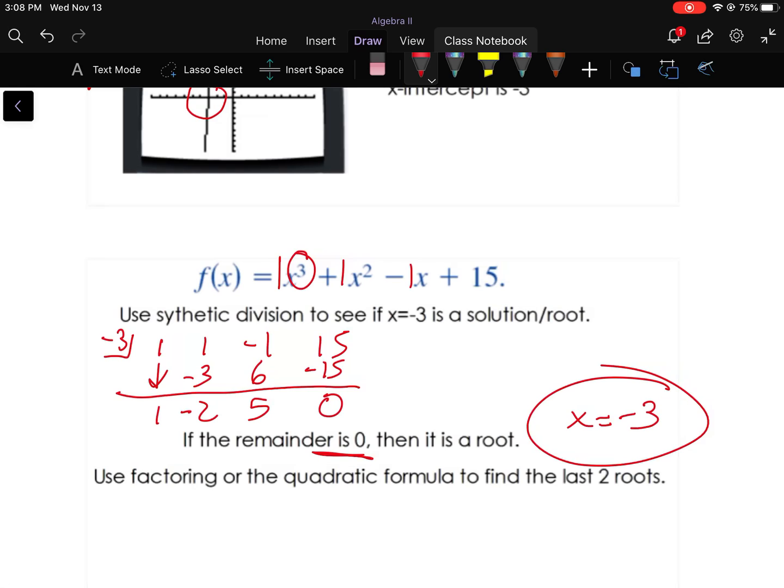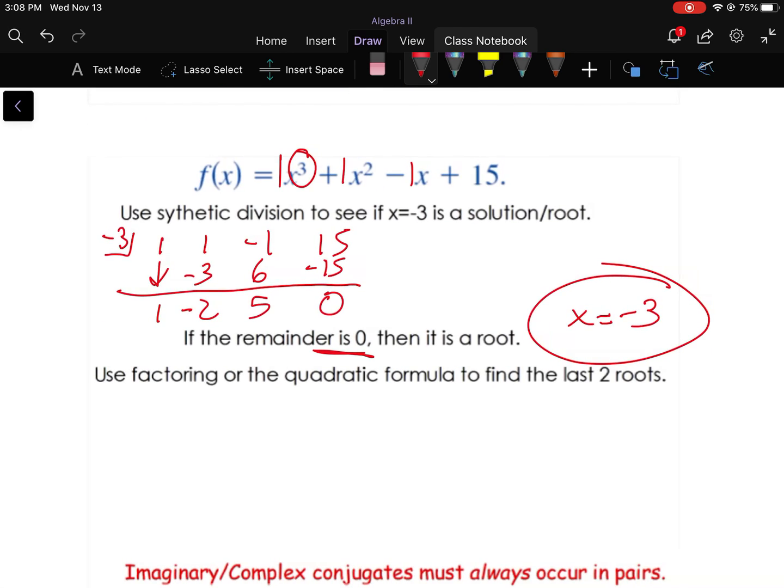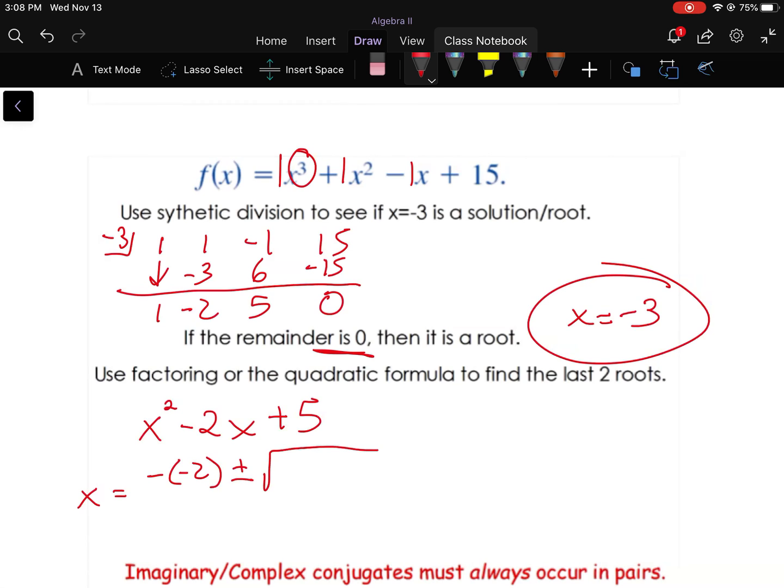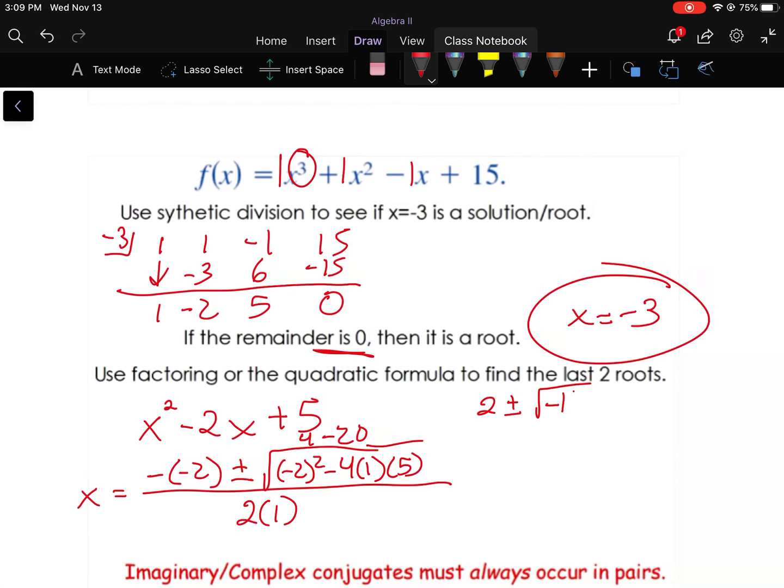Well, synthetic division leaves me with this quadratic of 1x squared minus 2x plus 5. And I could try to solve that by factoring, or I could try to solve that by the quadratic formula. So the opposite of negative 2, plus or minus the square root of negative 2 squared minus 4 times 1 times 5, all over 2 times 1. So 2 plus or minus, and that's going to give me 4 minus 20, so negative 16.